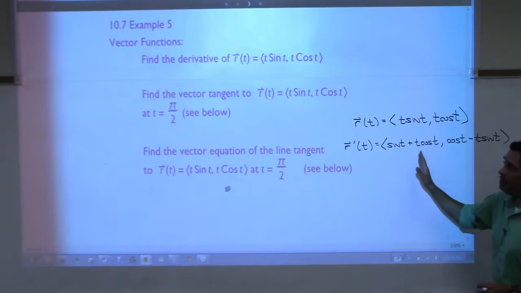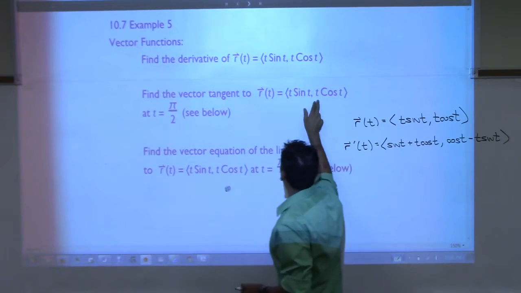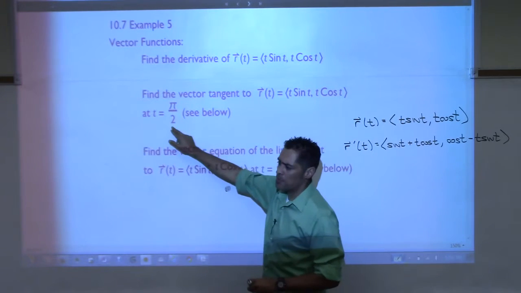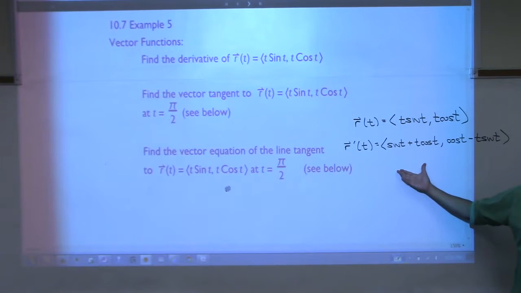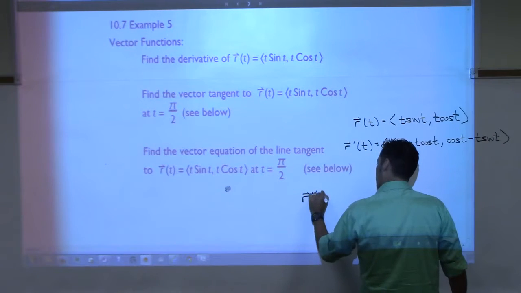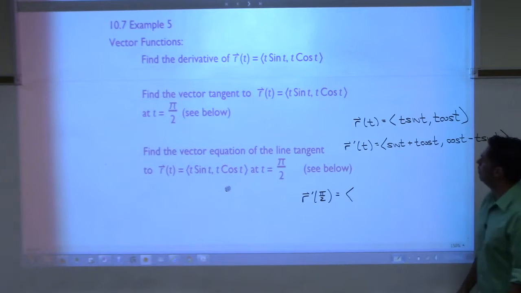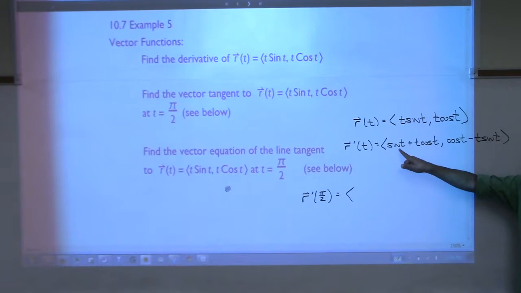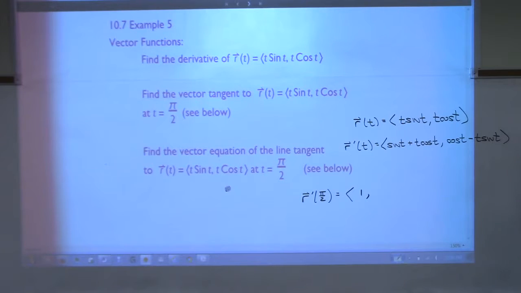Now, it says find the vector tangent to this function, same function, at t equals pi over 2. So that just means we need to take this and plug in pi over 2. So what is r prime of pi over 2 here? Sine of pi over 2 is 1. Cosine of pi over 2 is 0. So this is just going to give us 1 out the front there. And then the second component, what do you have?